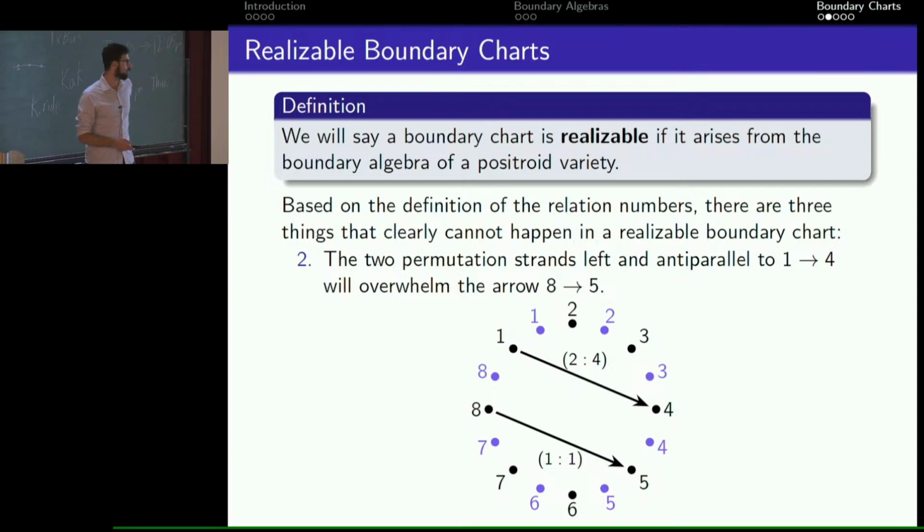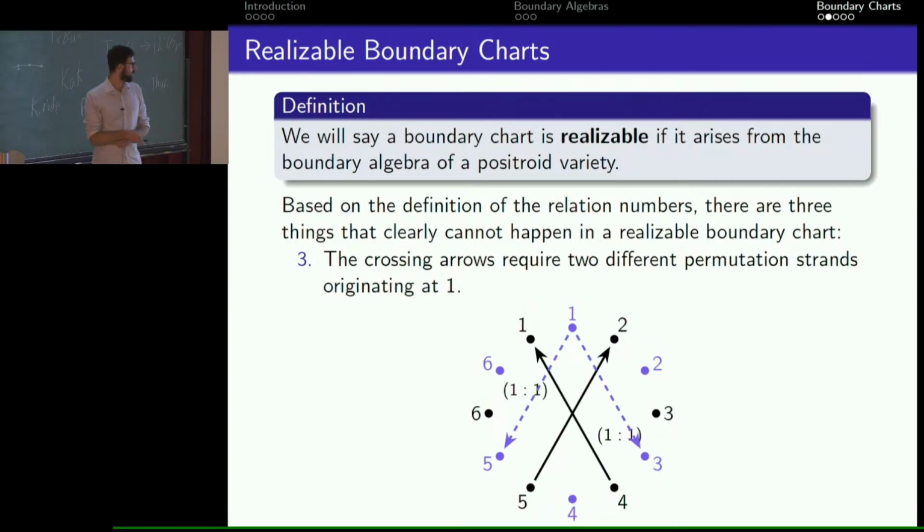Something else that can go wrong is something like this. The top arrow tells me I want to have 2 strands which are anti-parallel to it on its left. The bottom arrow only wants to have 1 strand anti-parallel to it on its left. But if I have 2 strands here which are anti-parallel, they're both going to be anti-parallel to the bottom arrow, and this overwhelms it. It has too many strands anti-parallel to it, so that's bad. If you have 2 arrows which are parallel to each other, in this case, the one on top should have the smaller left relation number, and the one on the bottom should have the bigger left relation number.